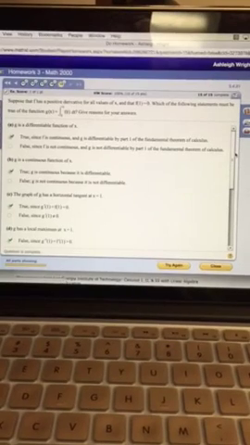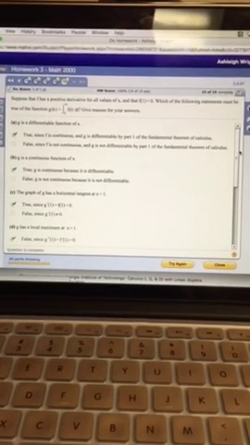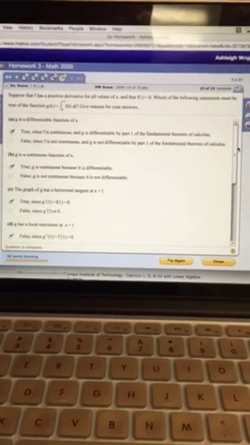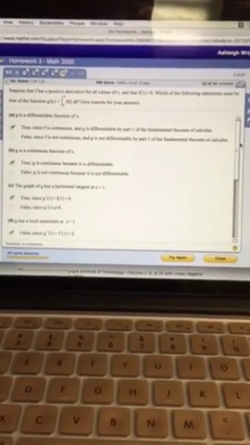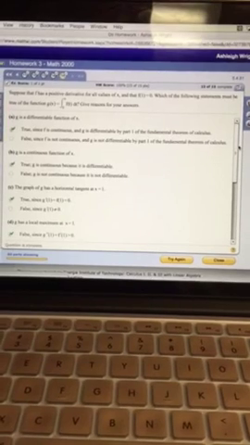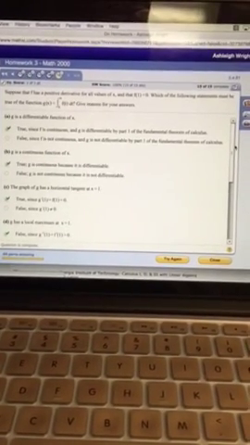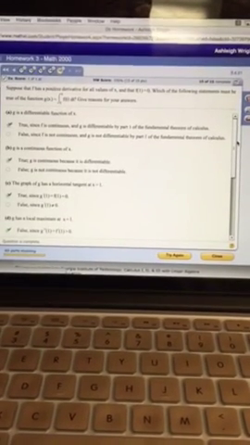The question reads, suppose that f has a positive derivative for all x values and that f of 1 equals 0. Which of the following statements must be true for the function g of x equals the integral from 0 to x of f of t dt? Give reasons for your answer.